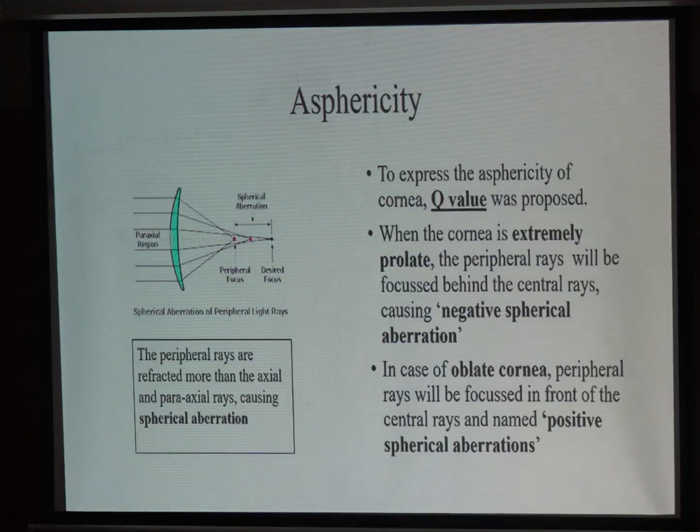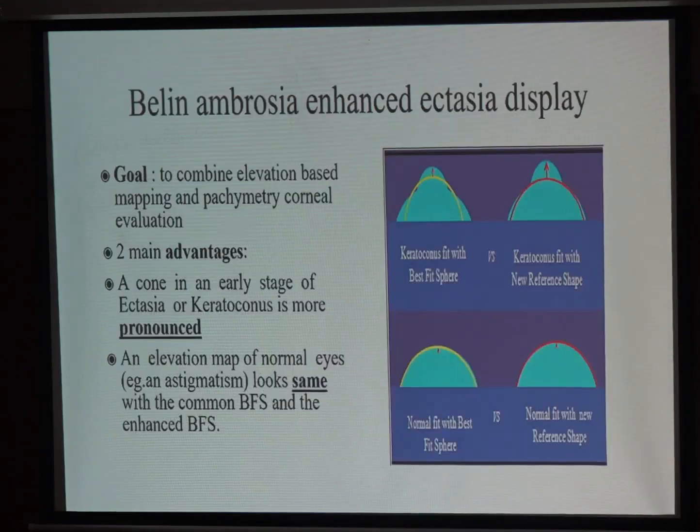Now another parameter which is measured in this Pentacam is the value of asphericity, which is measured in the form of Q value. Why is that important? In a normal cornea, the peripheral rays are more refracted than the axial and the paraxial rays, which causes a spherical aberration. So when a cornea is extremely prolate, the peripheral rays will be focused behind the central rays, which will result in negative spherical aberration. Whereas in a case of oblate cornea, the peripheral rays will be focused in front of the central rays, which will result in positive spherical aberration.